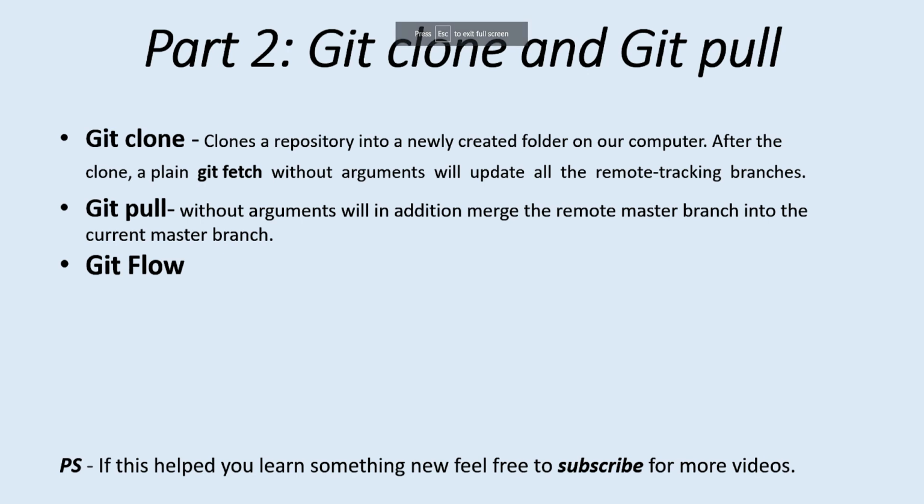Okay, that would be pretty much everything for this video. In part 2 of Git tutorials, we learned what is the git clone command, what is the git pull command. Git clone command is used only for the first time when we clone code from GitHub, and after that we can use either git fetch or git pull. I will explain the difference in the next videos. And git pull command we use when we want to merge the remote master or main branch into our current master or main branch. We will explain what the branches are in the next videos, and we also talk about git flow.